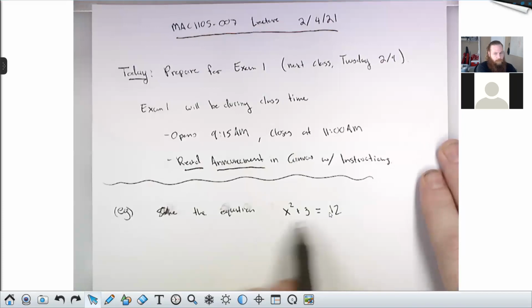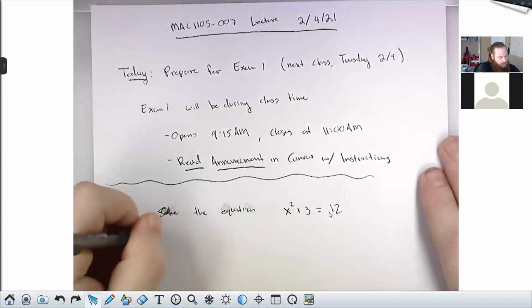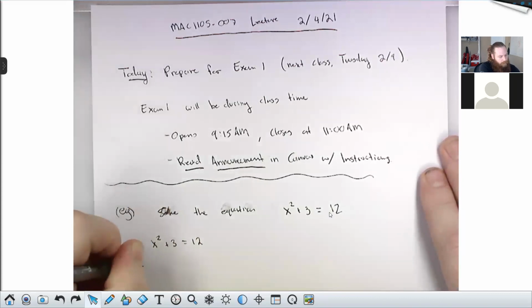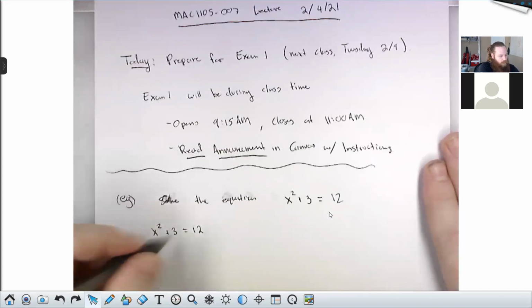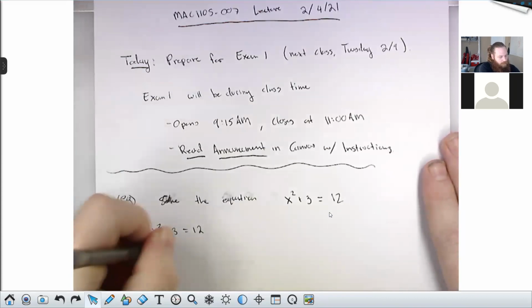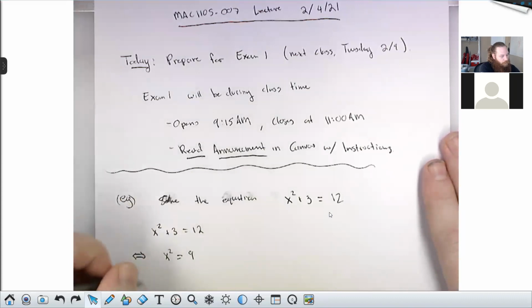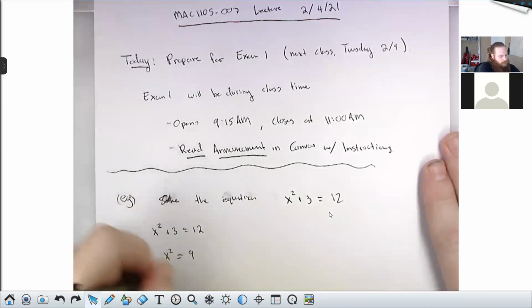That's how we know we can solve this using square roots. And the way we do it is just by isolating the x squared and then taking square roots on both sides. So if I've got x squared plus 3 equals 12, I can isolate the x squared by subtracting 3 from both sides. 12 minus 3 is 9. And then I can take square roots on both sides.